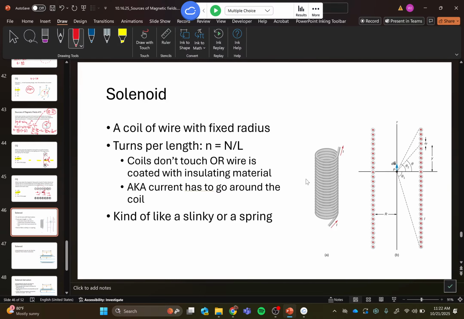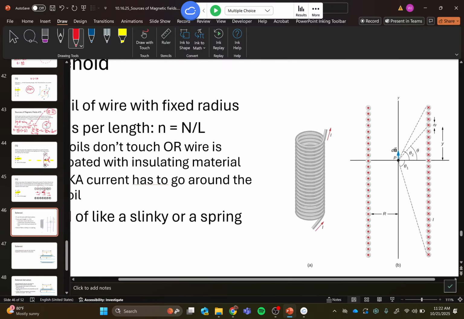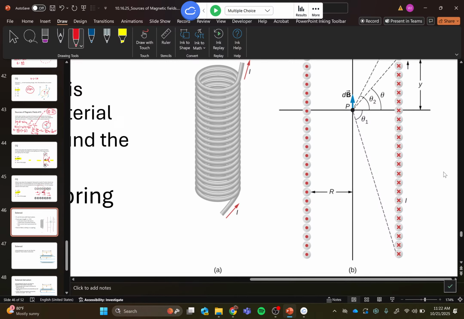All right, but the important thing is this loop looks like the problem that we just did. If you take a slice of it, just to zoom in here, look, a bunch of dots and X's. If you take a slice of it, this coil looks like a bunch of infinite wires.